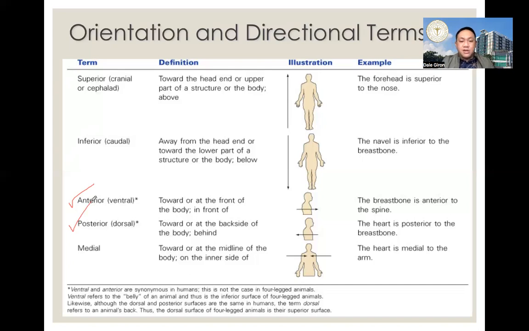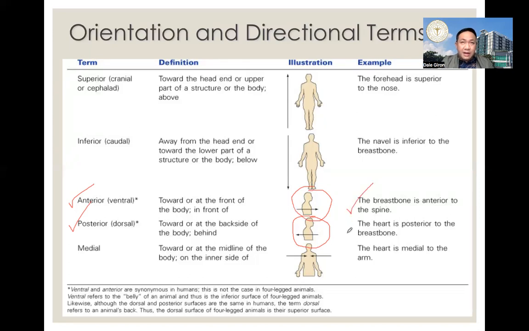Behind. Okay? So, for example, look at this illustration. Napakagandang tandaan ang anterior at posterior. In Tagalog, anterior sa harap, posterior sa likod. Front of, anterior; posterior naman is behind. So the breastbone is anterior to the spine. That's correct. Okay. What else?